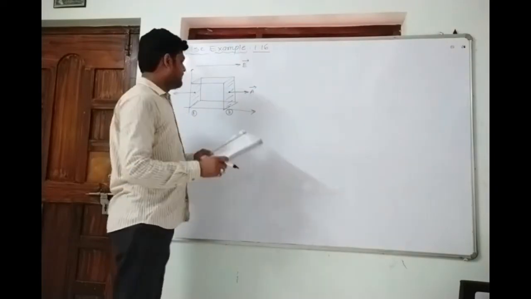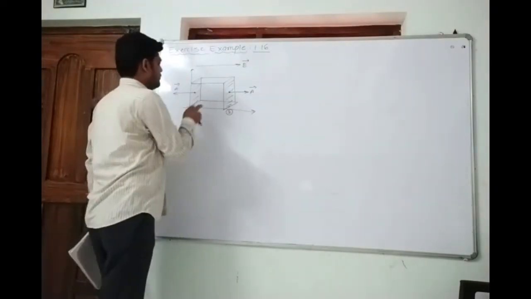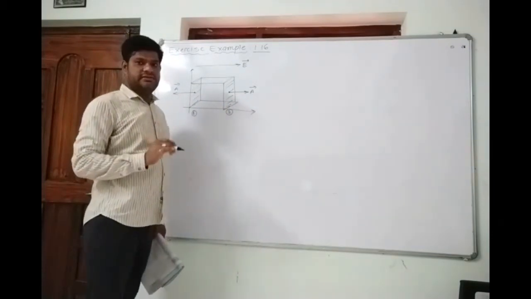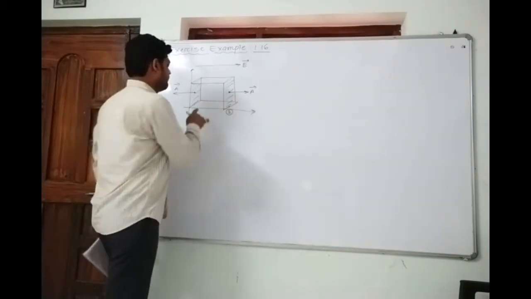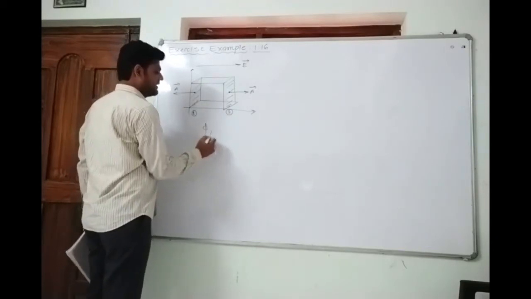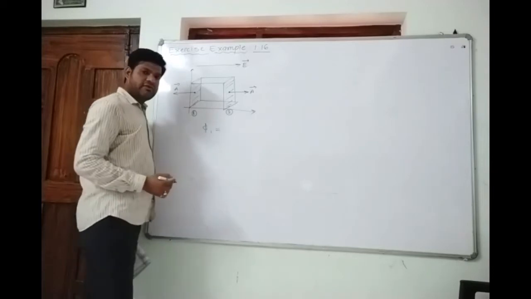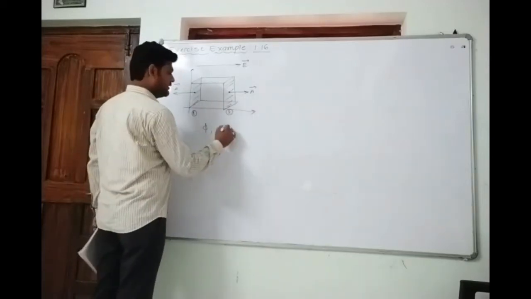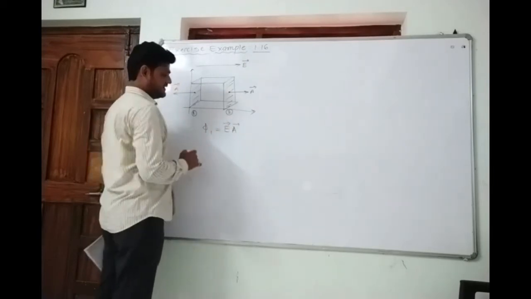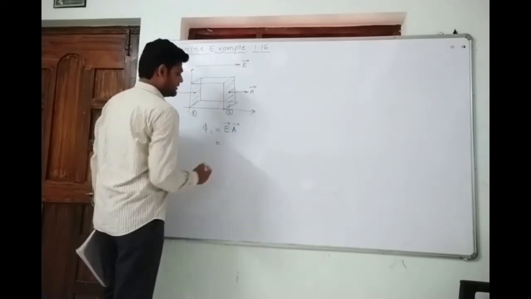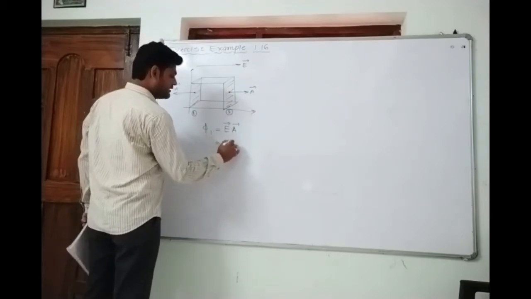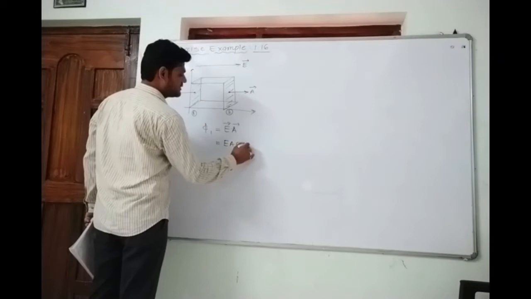So for face 1 and face 2, we are going to calculate the flux linked. So the flux linked with face 1, that is phi 1. The formula for electric flux: phi equal to E into A, where E is the electric field and A is the area. E vector dot A vector means E A cos theta.